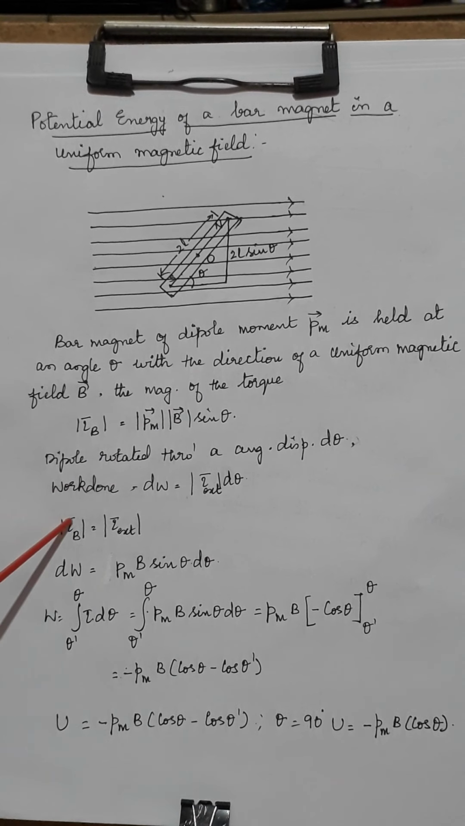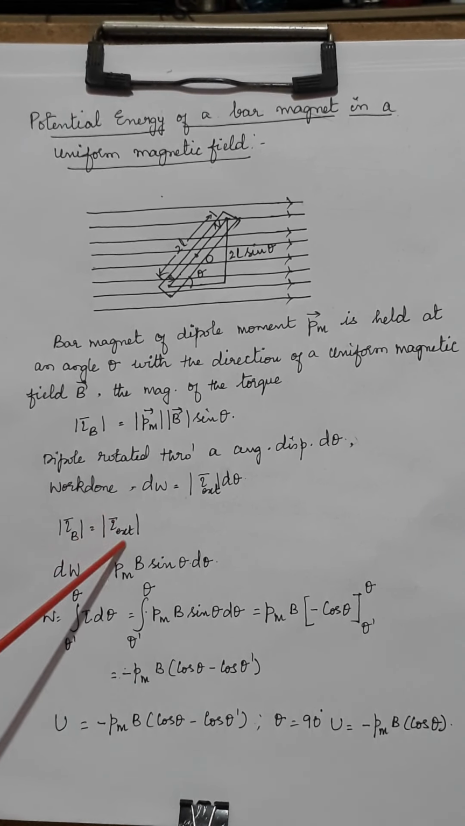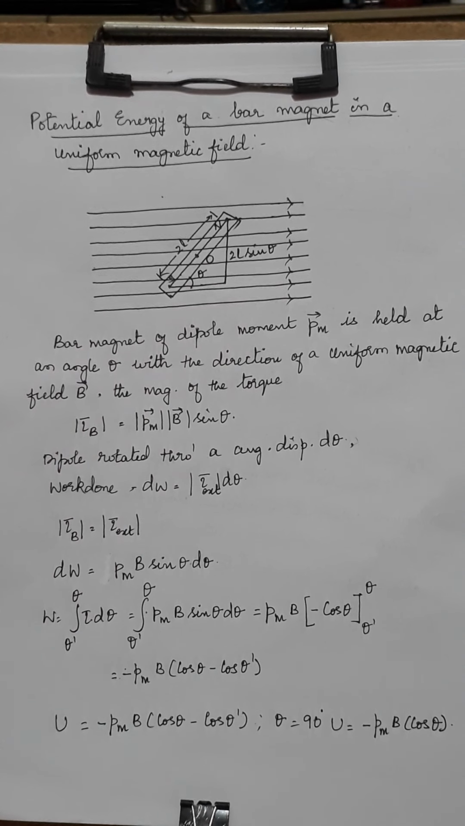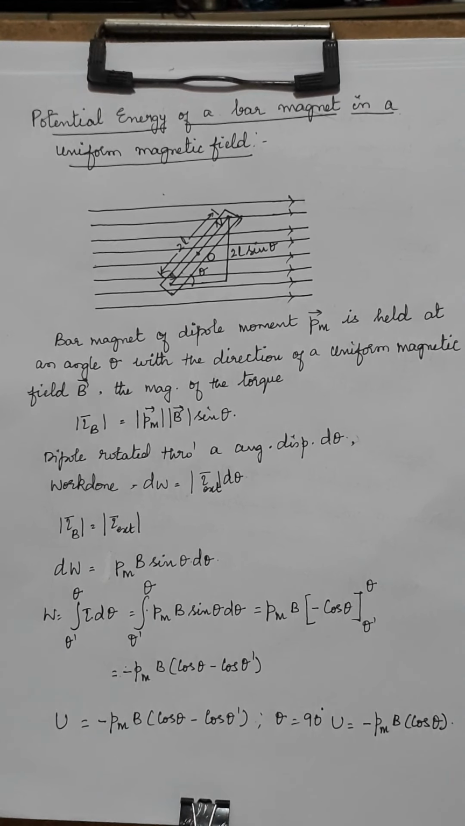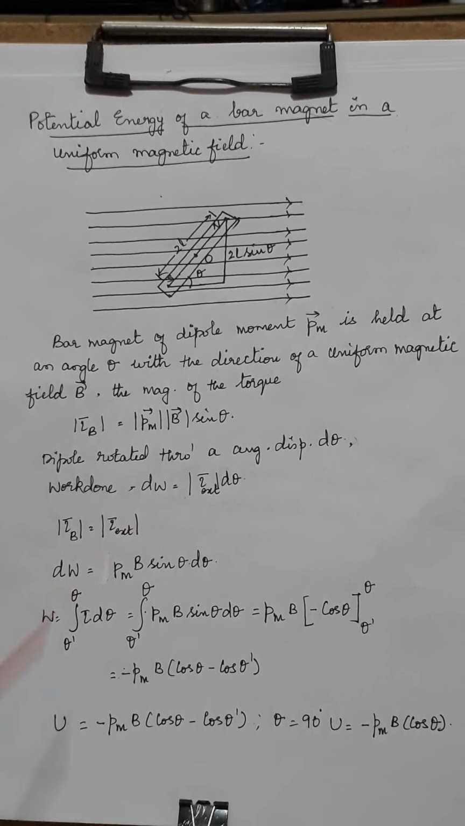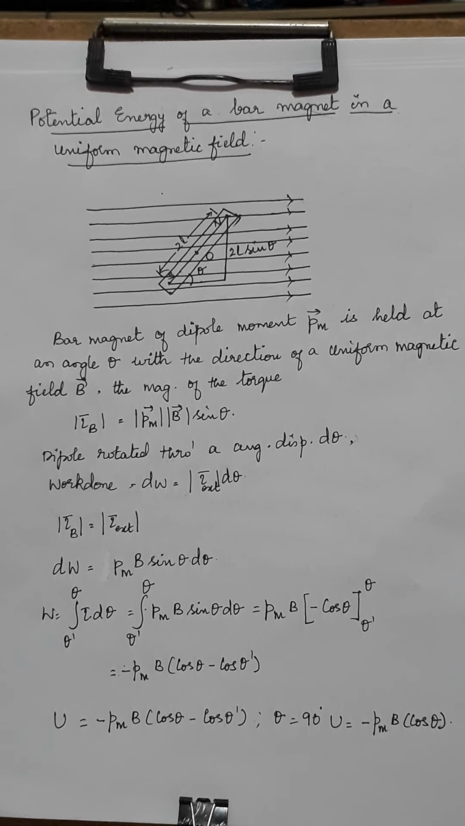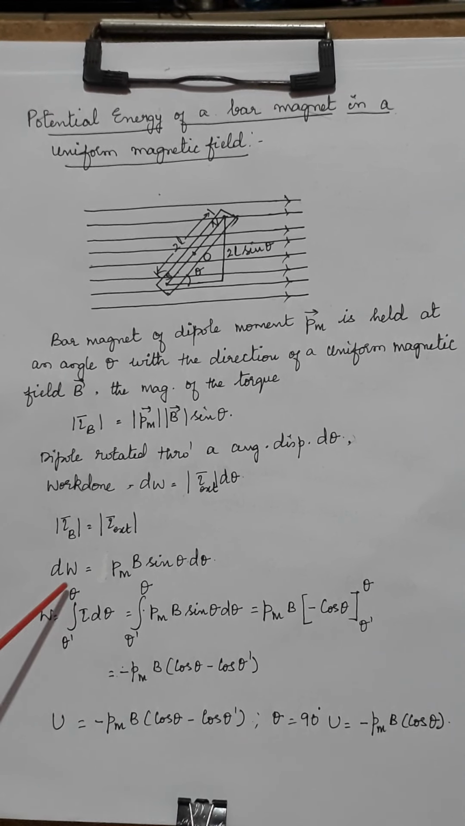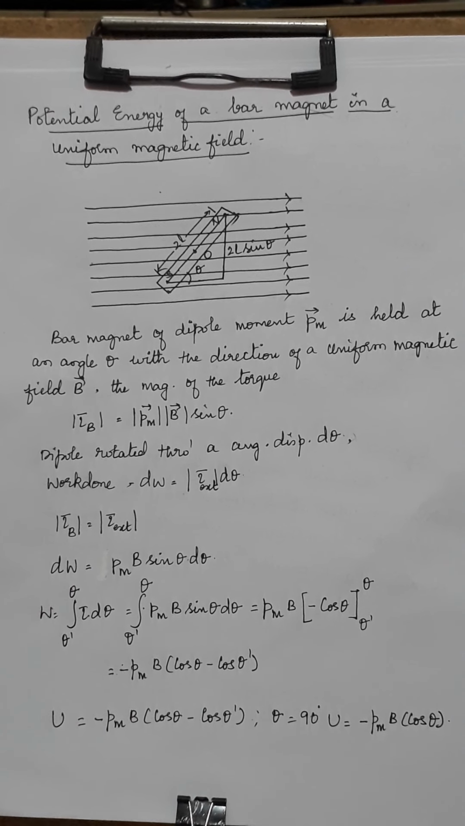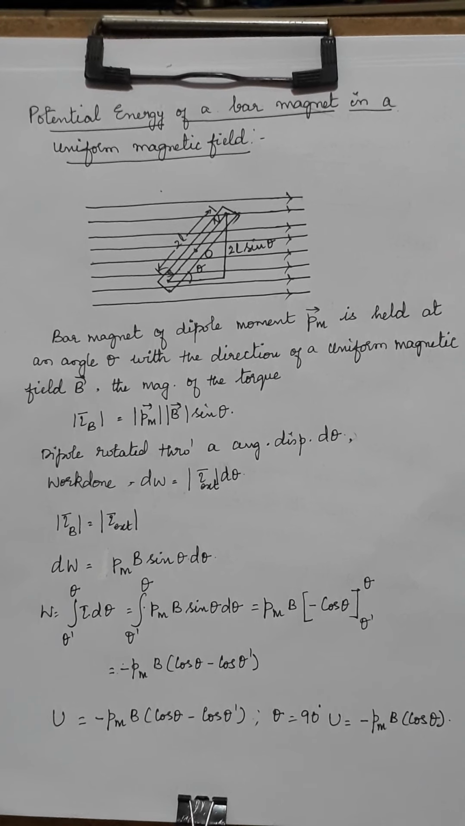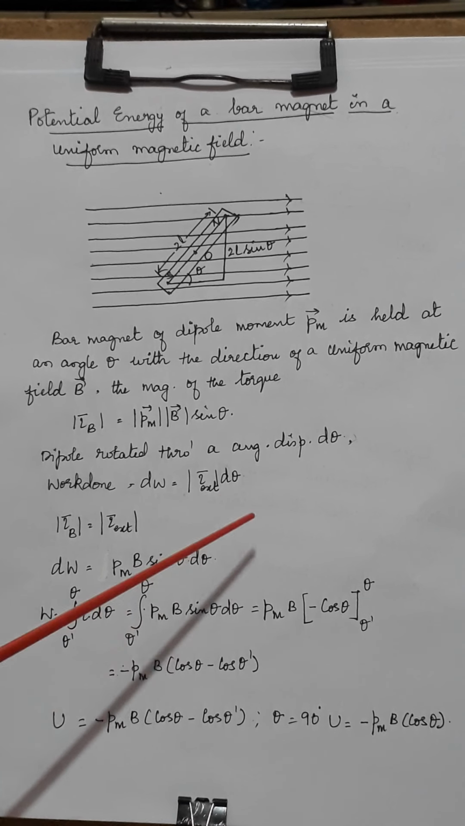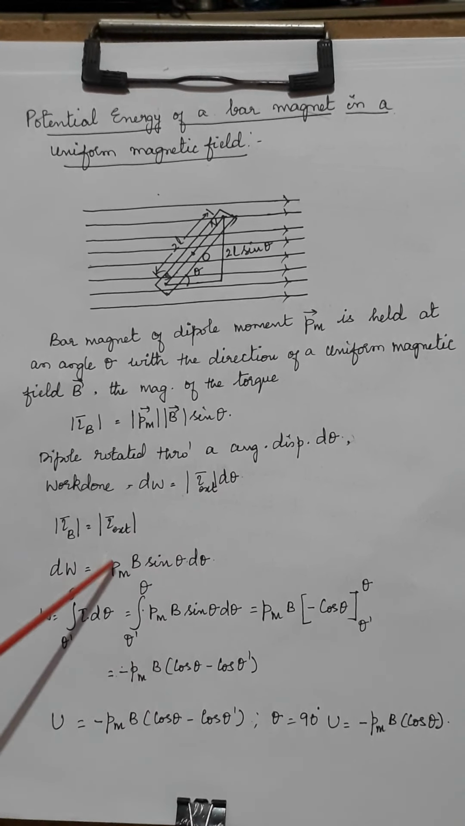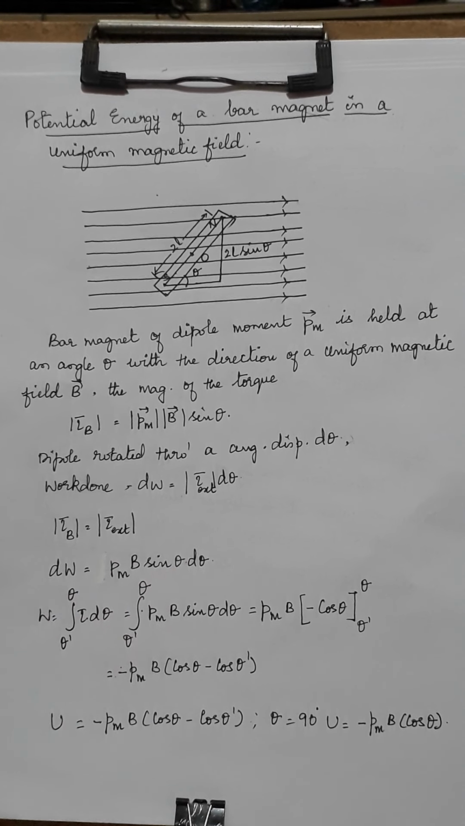So tau B is equal to tau external. See, this is the external field. Otherwise, it's the same, so they both are the same. Now I need to find out what is dW, that is the small work done with respect to d theta. So dW is Pm B sin theta into d theta.